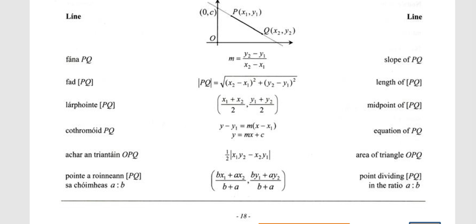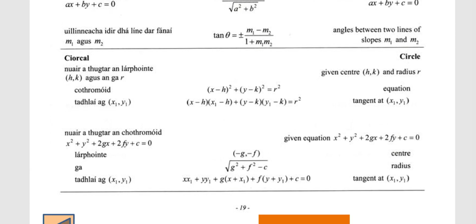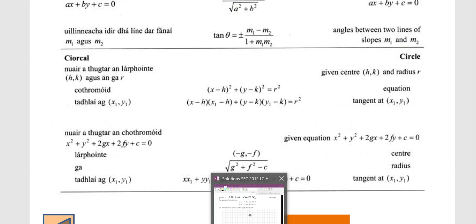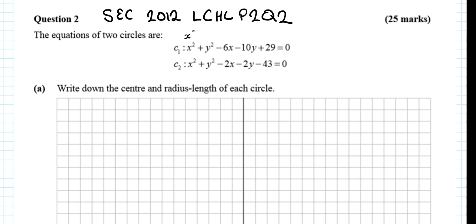So here we really need to use your log tables. Page 19, coordinate geometry, the circle. You are given an equation, x squared plus y squared plus 2gx plus 2fy plus c, and it says that the centre is minus g, minus f and the radius is the square root of g squared plus f squared minus c. So what I'd recommend is writing x squared plus y squared plus 2gx plus 2fy plus c is equal to 0. Centre is minus g, minus f, and the radius is the square root of g squared plus f squared minus c.